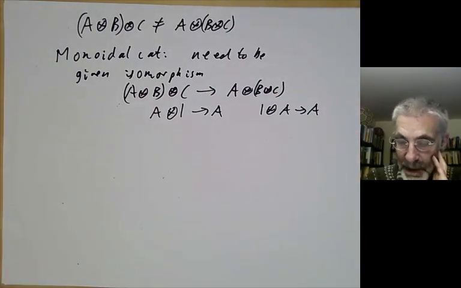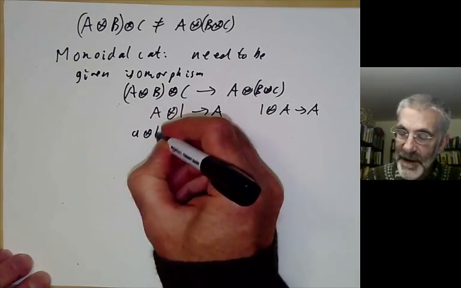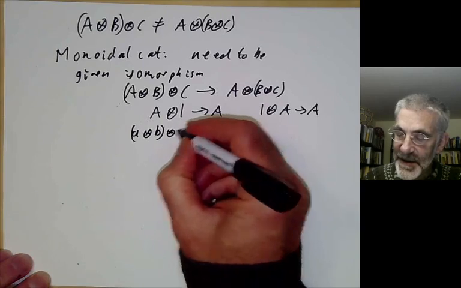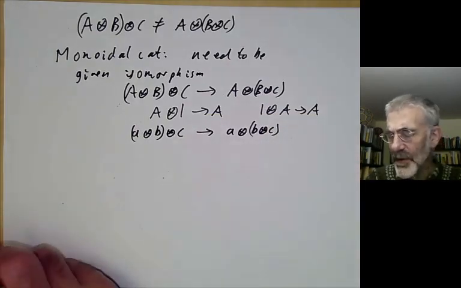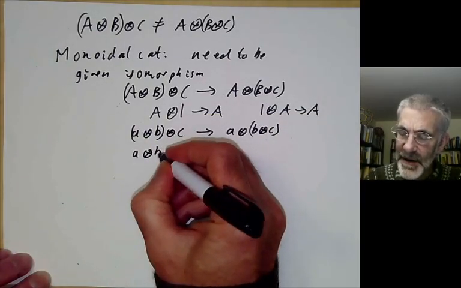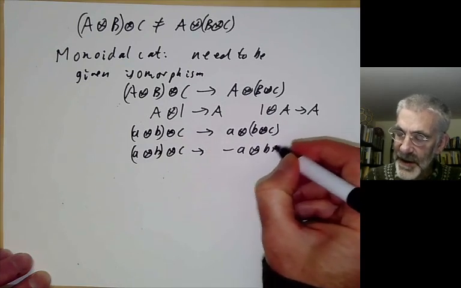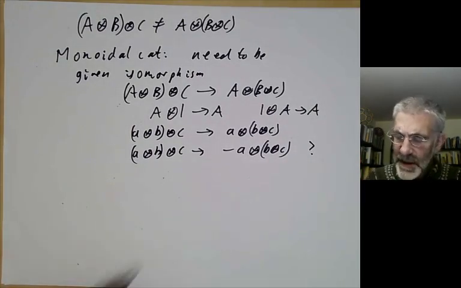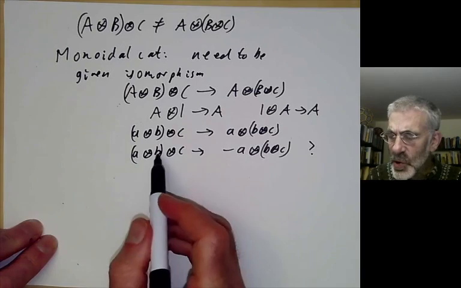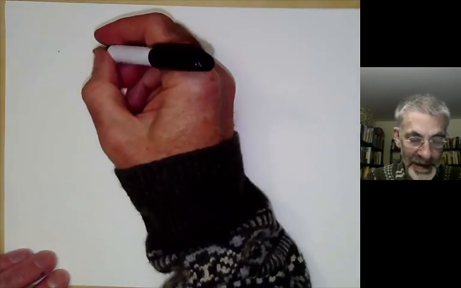Well, do we need anything else? I mean, for abelian groups, we could define this isomorphism by A tensor B tensor C. Obviously, it's going to map to A tensor B tensor C. But why do we do that? Why don't we map A tensor B tensor C to say minus A tensor B tensor C? Is that going to give us a monoidal category? Well, it turns out there's a problem if you try and define the isomorphism like this. And the problem is an example of a coherence condition.